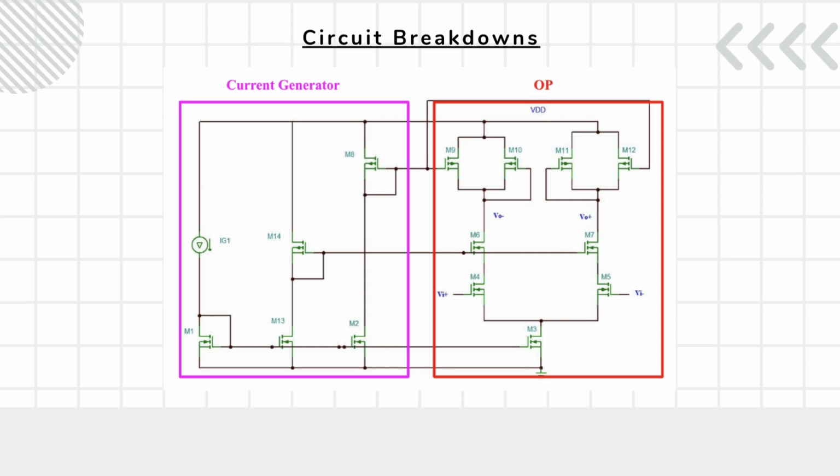The core of the circuit includes a differential input stage, a folded cascode stage, and also current mirrors to form the active loads. The differential pair consists of M4 and M5, while M6 and M7 are used to fold the current into the PMOS load path. M9 to M12 mirror the current and direct it to the outputs VO positive and VO negative. The current generator section biases the entire circuit using M1 to M14.